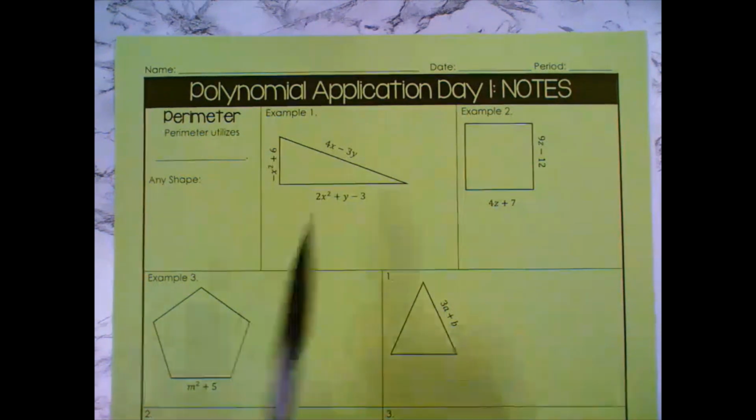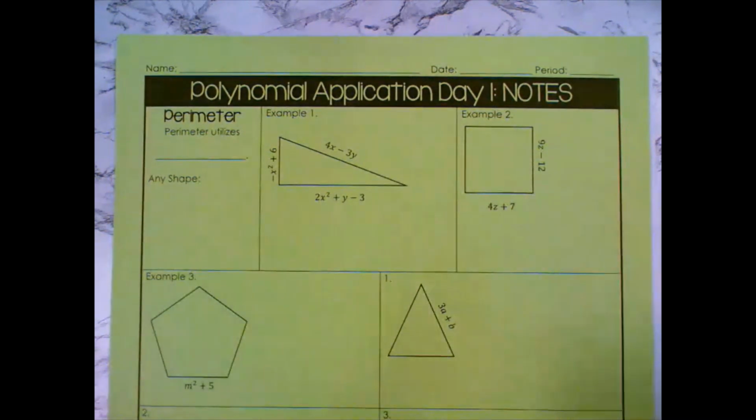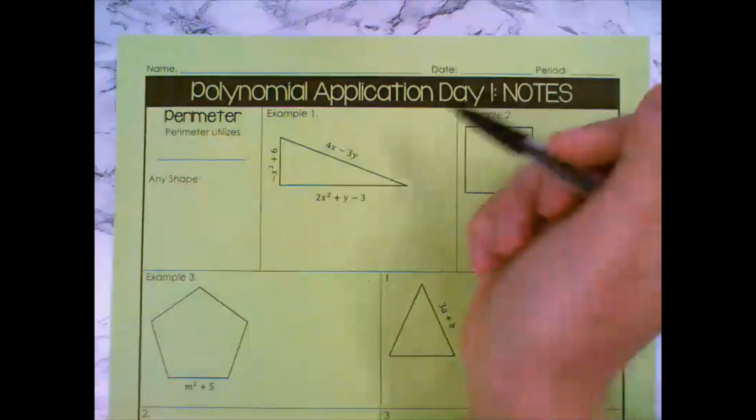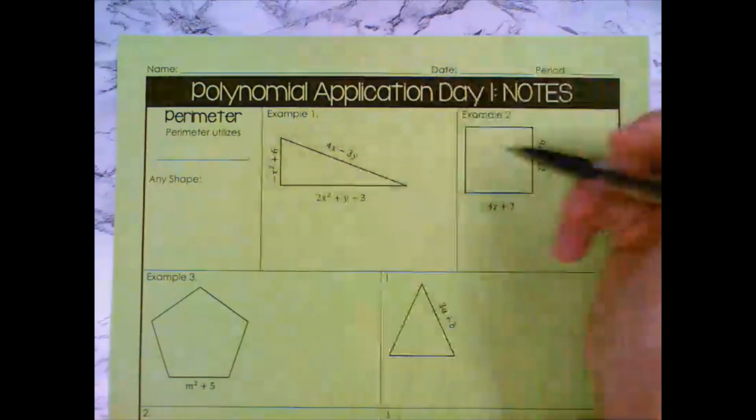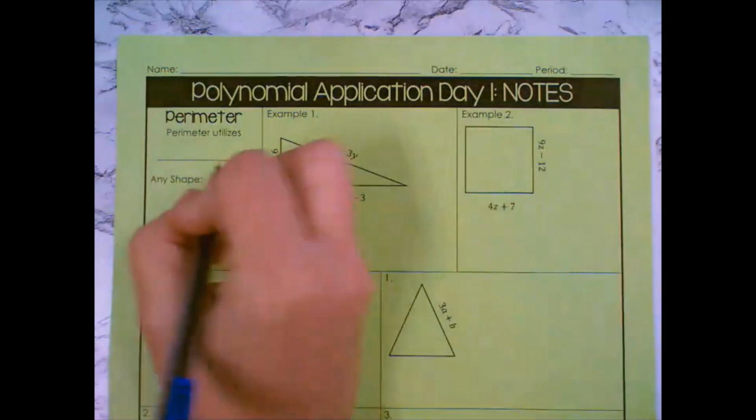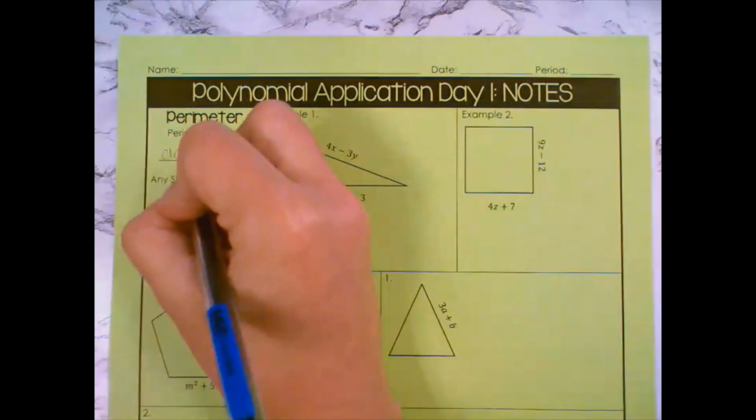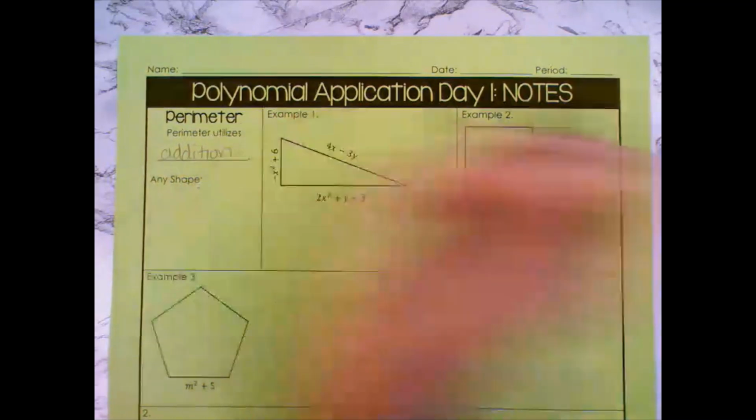Application of adding and subtracting polynomials, and we're going to see that when it comes to shape. So a little bit of geometry that you guys probably remember from middle school. First thing we're going to talk about is perimeter. Perimeter, remember, is the outside of all shapes. And perimeter utilizes addition, so the addition of polynomials.